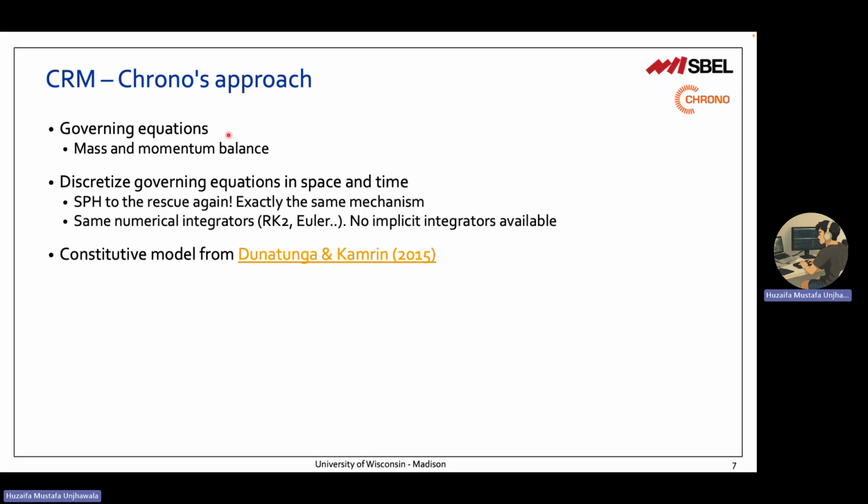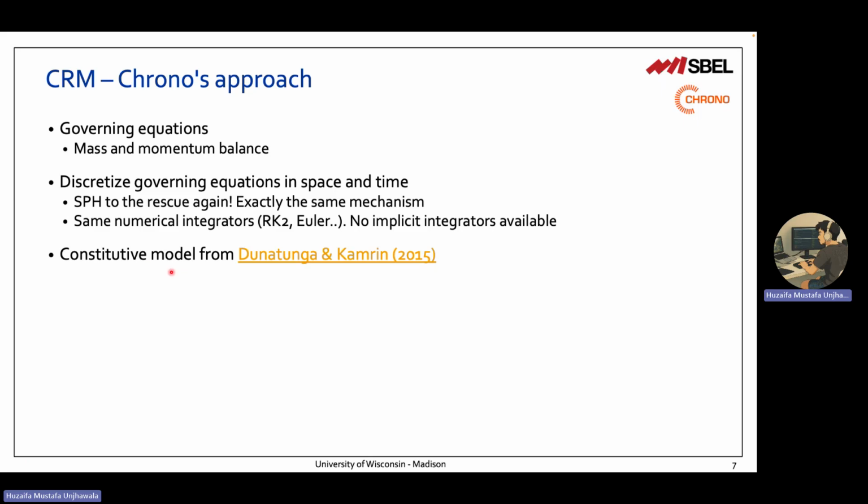But these are the two main governing equations that you have. You discretize these governing equations again using SPH, so it's exactly the same machinery that we described earlier. You go from the PDEs to a system of algebraic equations, and you integrate them with some integrator. Again, all the options are available except the implicit integrator, because we don't enforce incompressibility in CRM, so there's no point in having an implicit integrator.